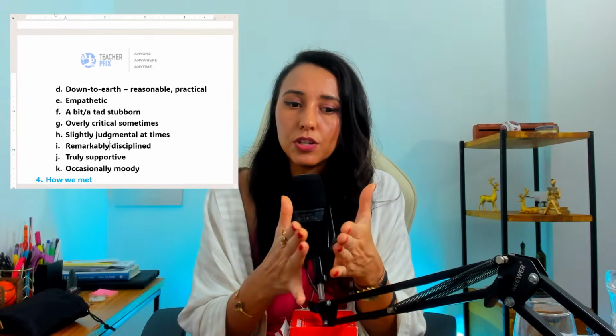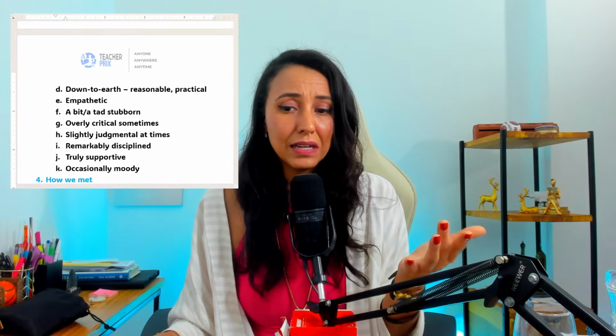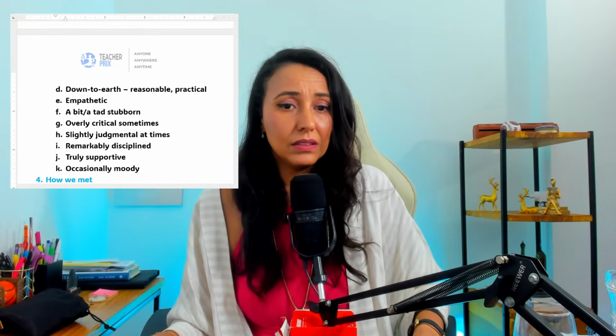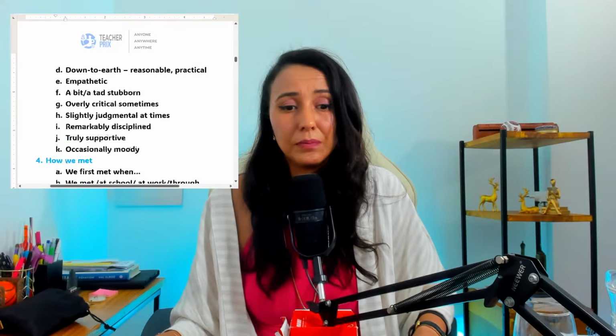Remarkably, exceptionally, okay? But exceptionally disciplined is not a good one. I prefer remarkably. It's a good collocation. Remarkably disciplined. Occasionally moody. Sometimes this friend of mine can be a little moody, you know? But she's a good friend, just occasionally moody.